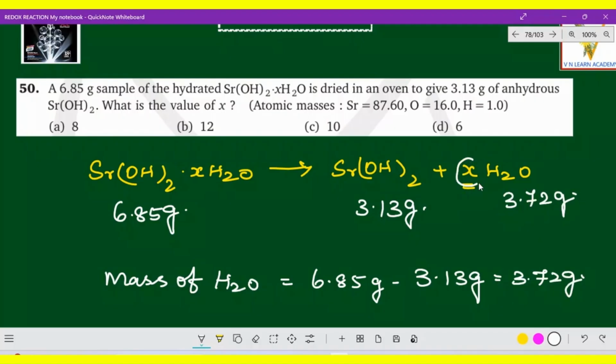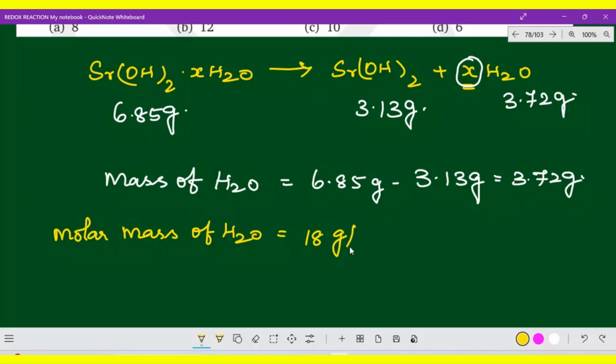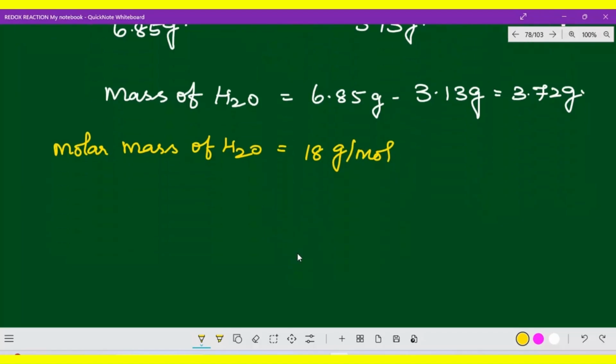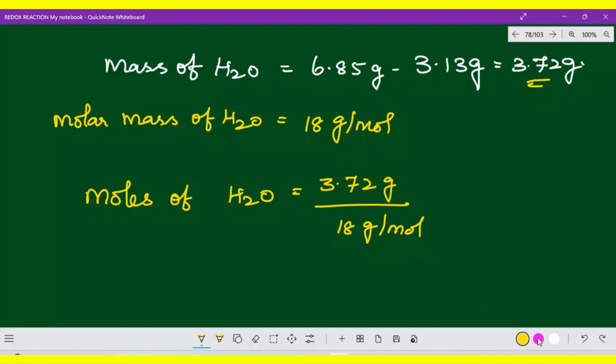Now the number of moles only we have to identify. This is the mass of water, the given mass. Molar mass they have given, right? So the molar mass of water, you know very well, it is 18 gram per mole. Right. Now the next point, moles of water is given mass by molecular mass. So moles of water is 3.72 gram divided by 18 gram per mole. So gram will be cancelled, and you'll be getting 0.2065 mole. Yes, you got it, mole.